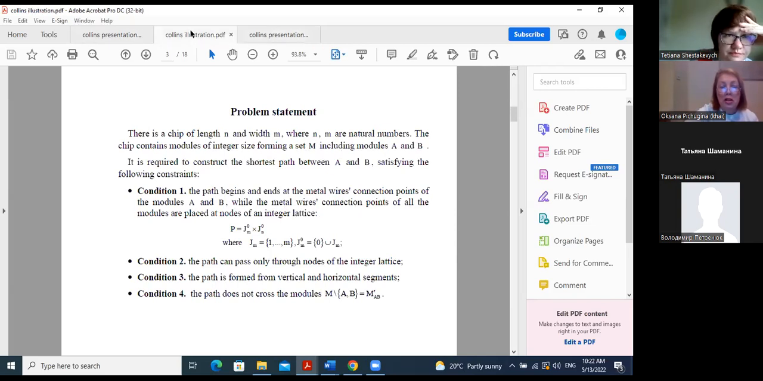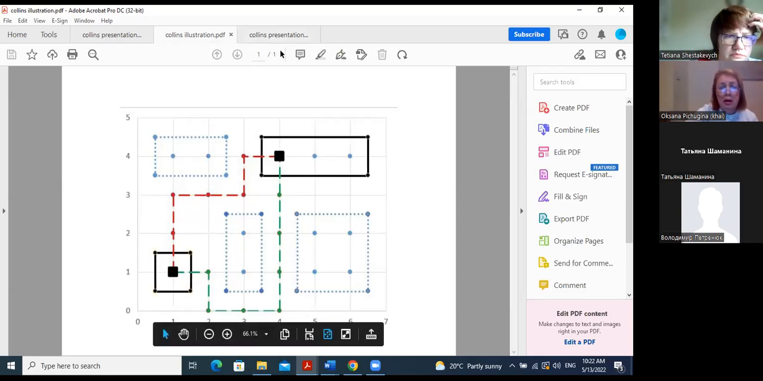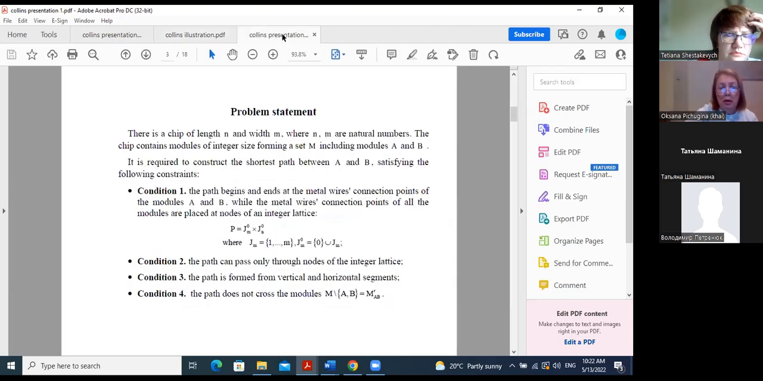All the modulus connection points are placed at nodes of the integer lattice. So we have an integer lattice, and our connection points are also depicted here. It can be on the border, but here I represented it like this. So there is the integer grid. The next condition is that the path can pass only through nodes of the integer lattice. Of course, the path is formed from vertical and horizontal segments, and the path does not cross modules other than A and B.